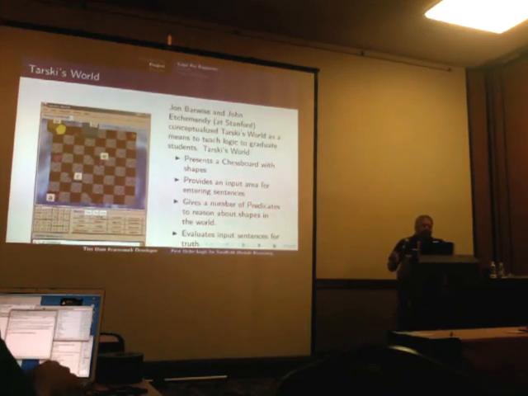So the basic idea behind Tarski's World is that you have a chessboard, and you have shapes on the chessboard. And then in the field at the bottom, you write in expressions, and the system will evaluate whether the expression is true or false.